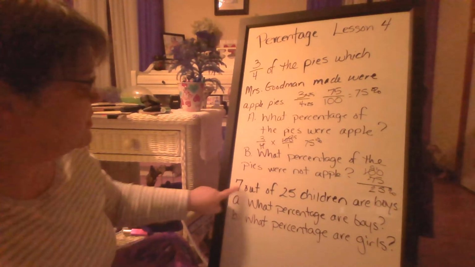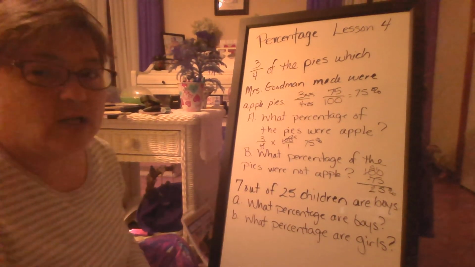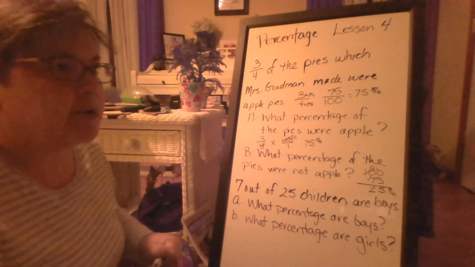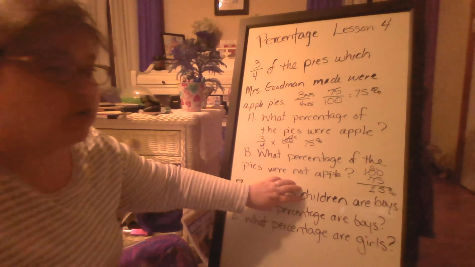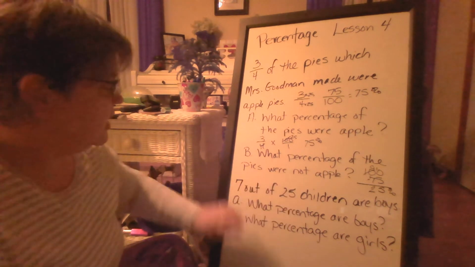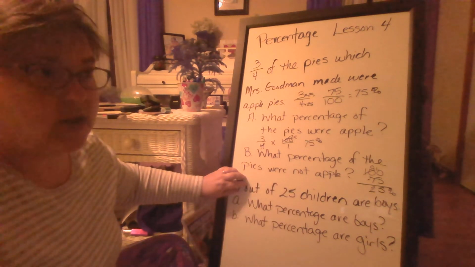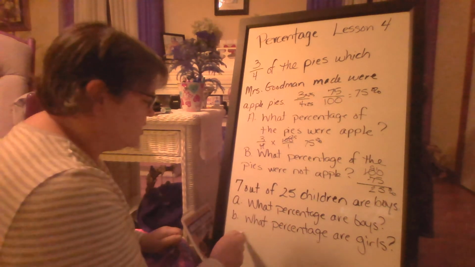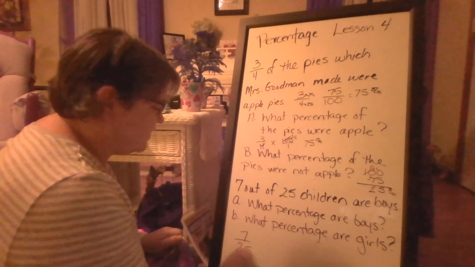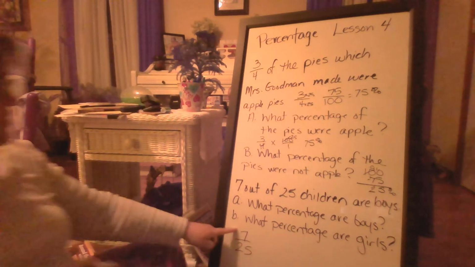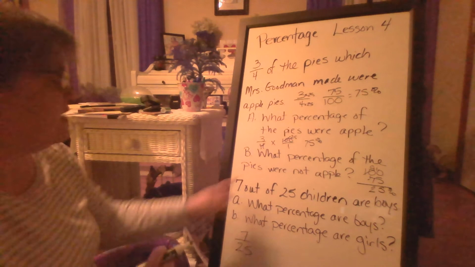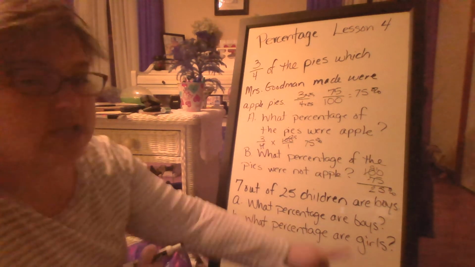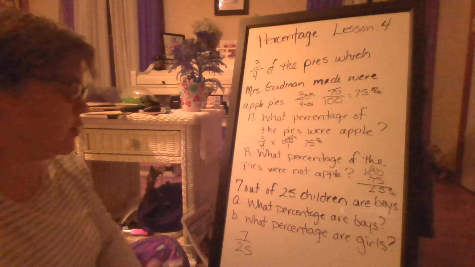It says 7 out of 25 children. When you see that wording out of, it's basically, this is your whole number, your denominator, all the parts, and these are the parts we're talking about. So this is denominator, numerator, and you would write it like so. 7 out of 25. Did you see that? 7 out of 25. So 7 out of 25 children are boys. They want to know what percentage are boys and what percentage are girls. This is similar to this one we just did.